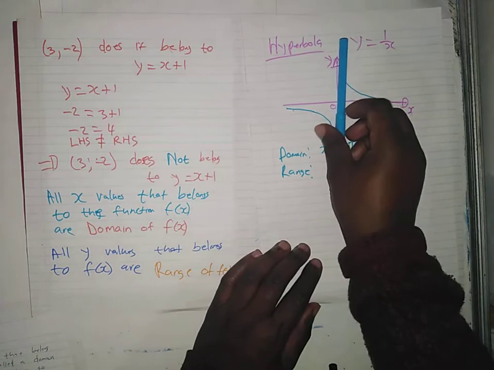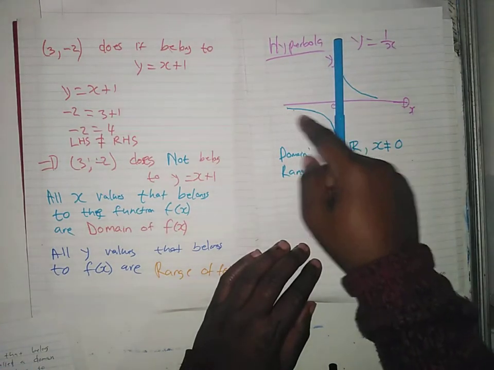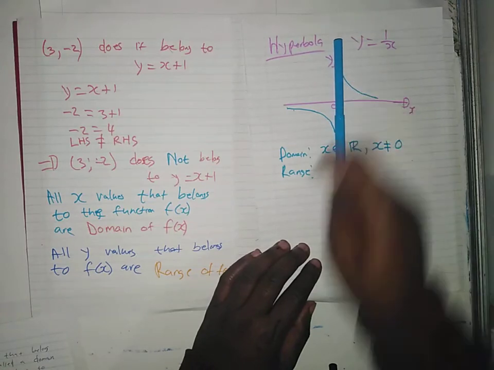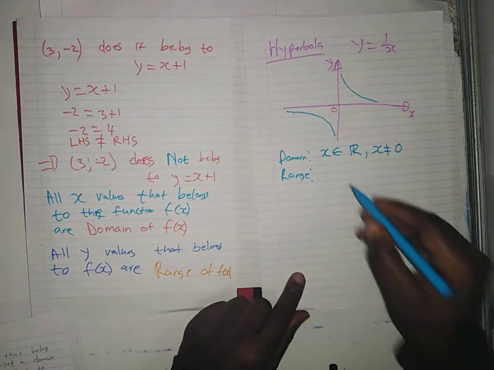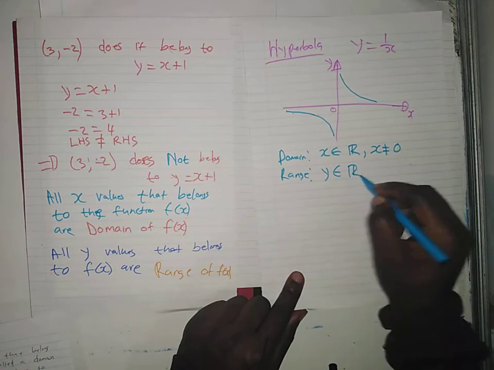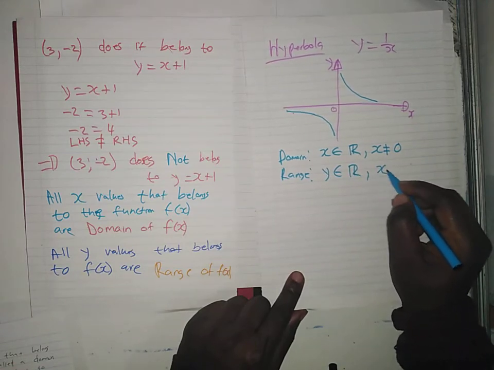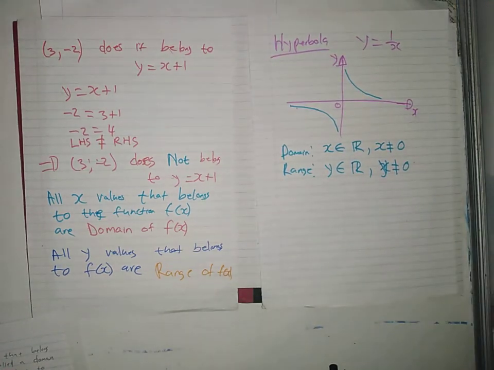Okay, let's look at y. You can see y is the same thing. All numbers work, but once you reach y equal to 0, then it doesn't work. So how do we explain the range here? It's y, which is an element of real numbers, but y is also not equal to 0. That is the domain and range of this simple basic hyperbolic function. Okay, now let's go on.